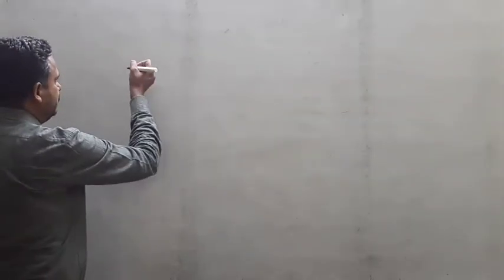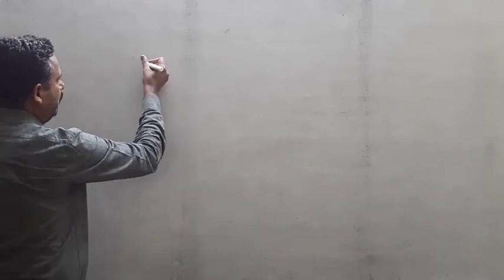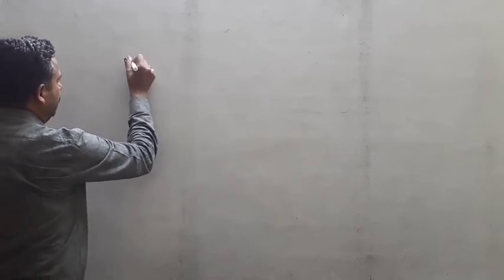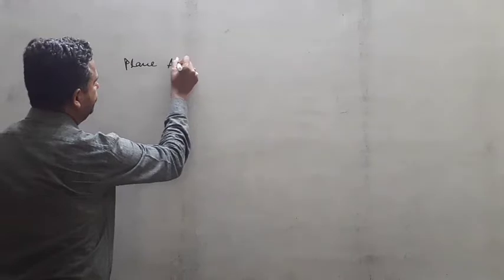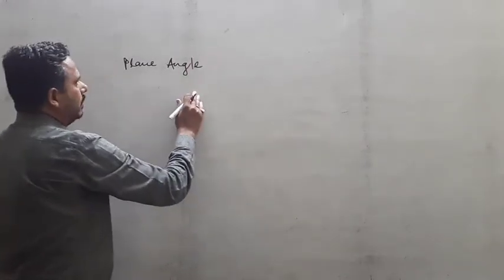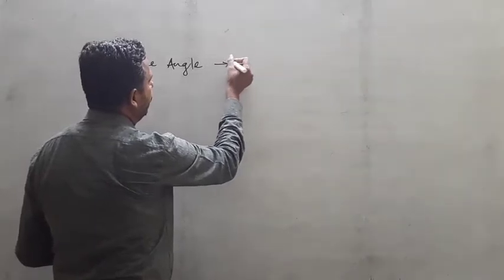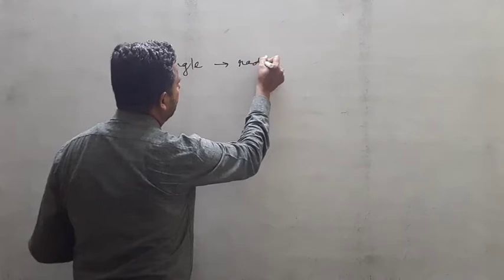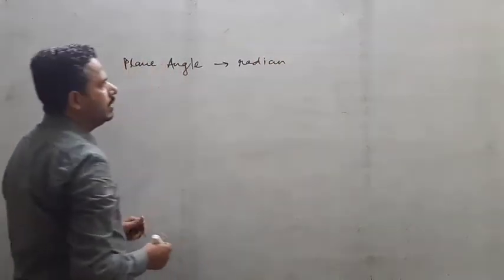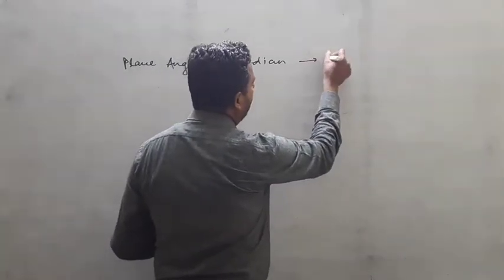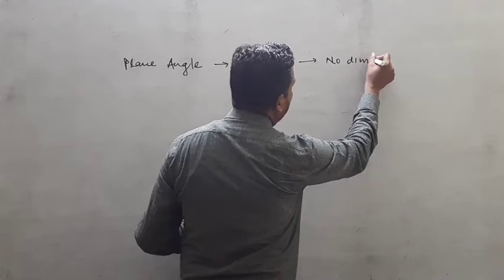So here we will check the plane angle. We just want to find the dimensions of the plane angle. We know its unit is the radian, but it has no dimensions.